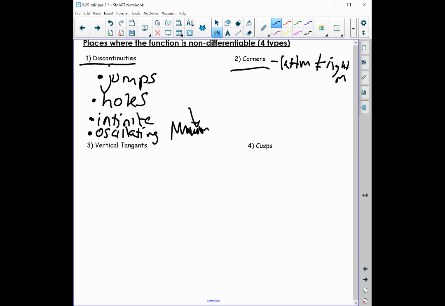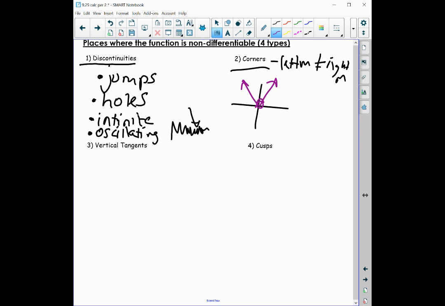The most common one that you would see would be an absolute value graph. So if I look at an absolute value graph, the slope on the left side of x equals 0 is -1, and the slope on the right side of x equals 0 is 1. So this point right here where the two slopes meet, that place is a not differentiable place.